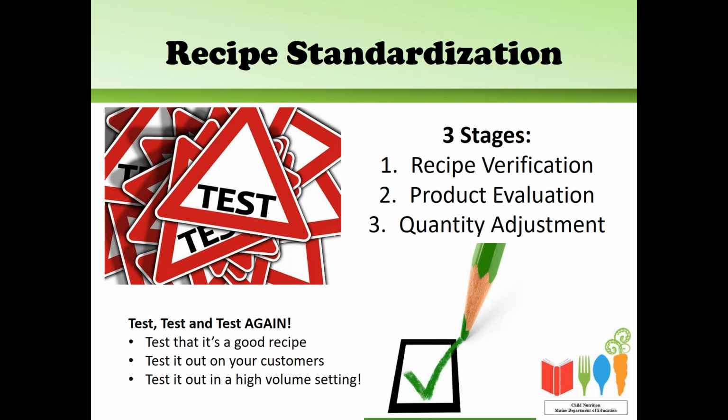The third step to recipe standardization is quantity adjustment. This involves changing the yield and ingredient amounts accordingly, or scaling your recipe to suit the needs of your environment.